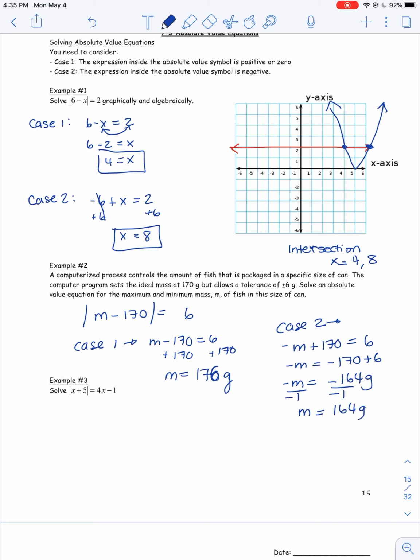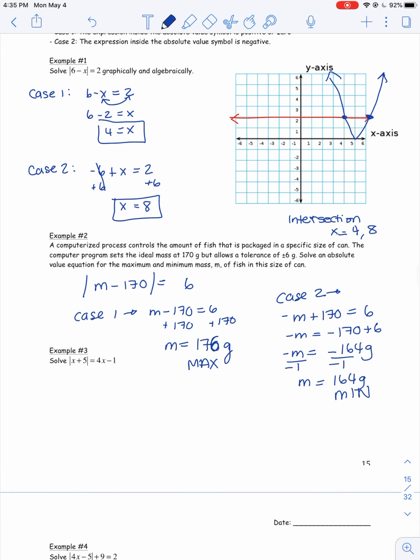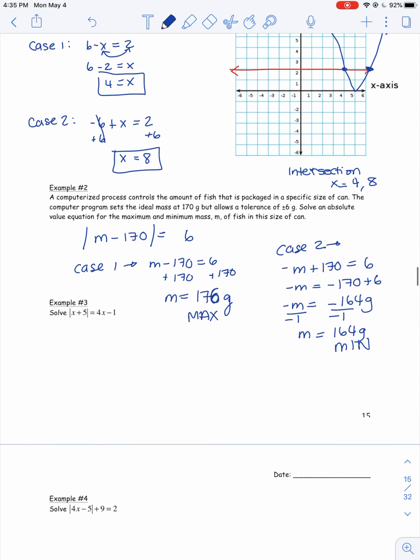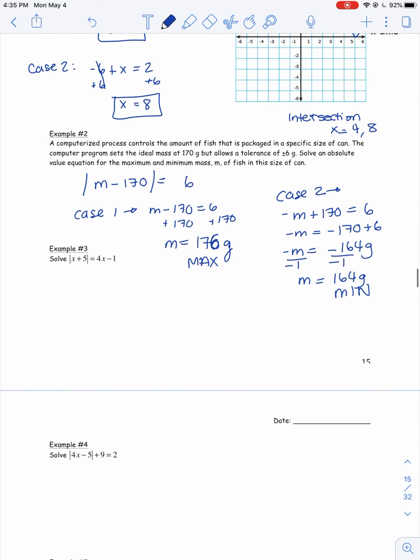negative 164 grams. And then we would divide both sides by negative 1, meaning the mass is 164 grams. So this is the minimum mass that we can have, and this is the maximum mass that we can have. So that's how we find out our answers. So that's algebraically done by doing case 1, case 2.